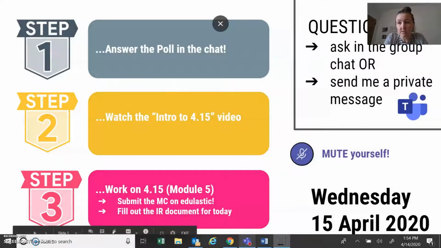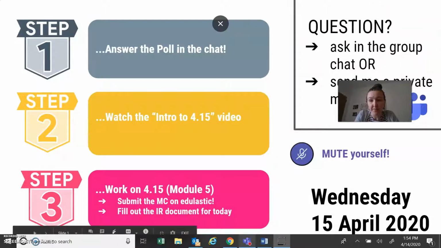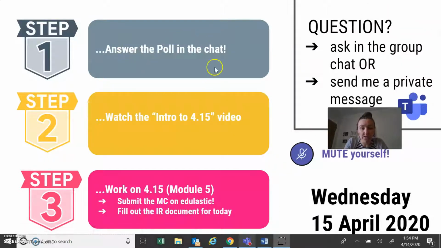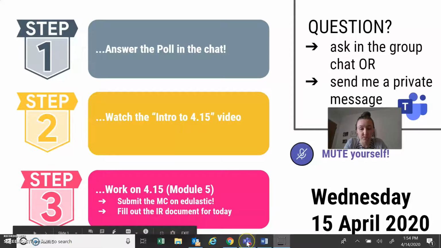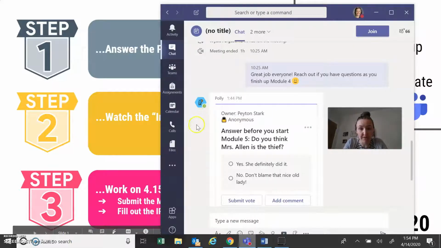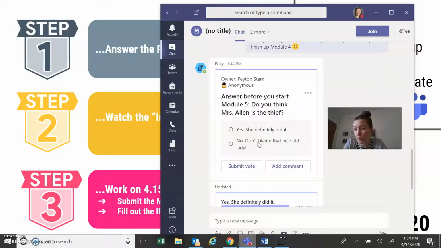So to get us started, you'll see our steps 1, 2, and 3 for today. Step 1, you are going to answer a poll that I have put into the chat. So if you go to our chat for today, you'll see this poll question. Please do this before you complete Module 5. If you've completed Module 5 already, then you probably know I am having you do this before. But the question for today is, do you think that Mrs. Allen is the thief? We have some votes that have already come in. Make sure you answer that before you move on to the module for today.